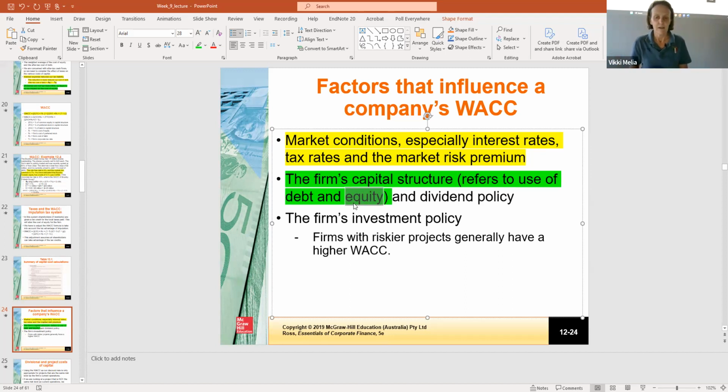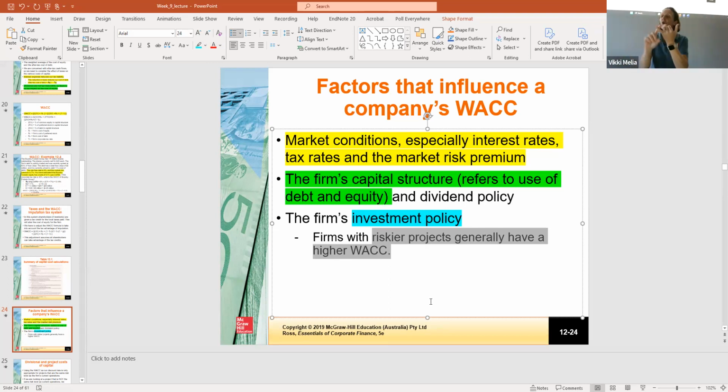And what they choose to invest in will typically affect their weighted average cost of capital. If they invest in riskier assets, they would generally have a higher weighted average cost of capital. If the asset's riskier, they need to generate higher returns to compensate the investors for bearing that risk.